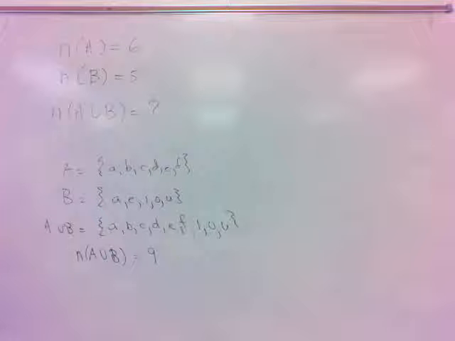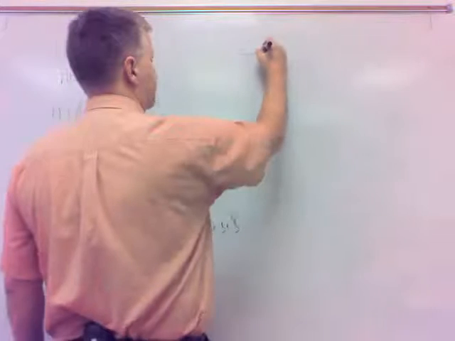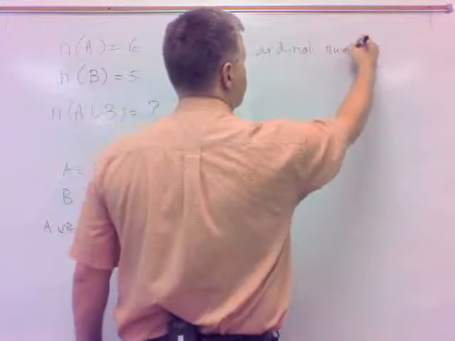Okay. Well, if you think about it, there is a relationship between these, and that's what we're going to talk about here, where we're going with this. That is what the book calls the cardinal number formula, or what's known as the cardinal number formula.